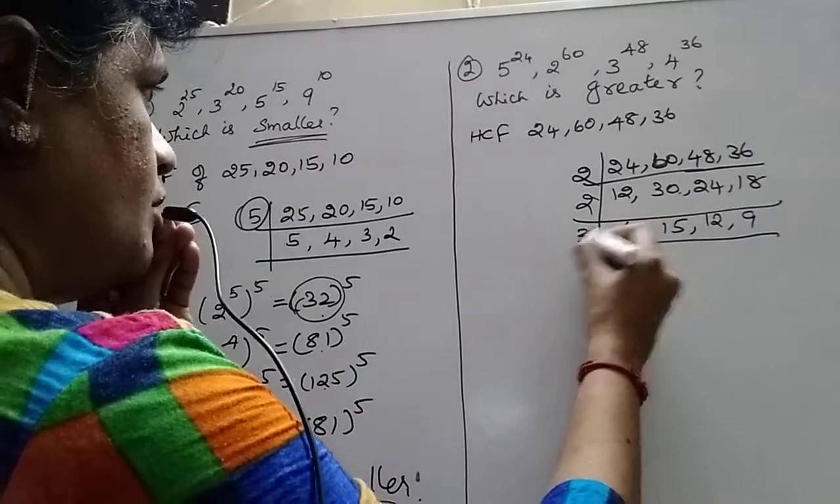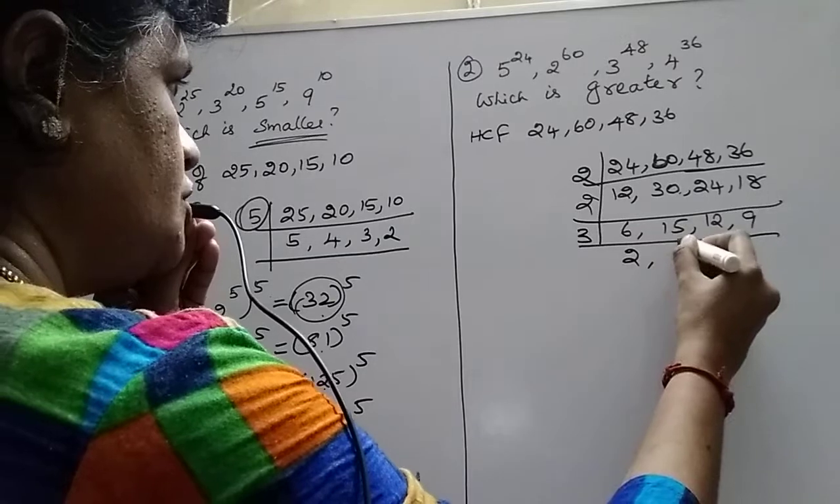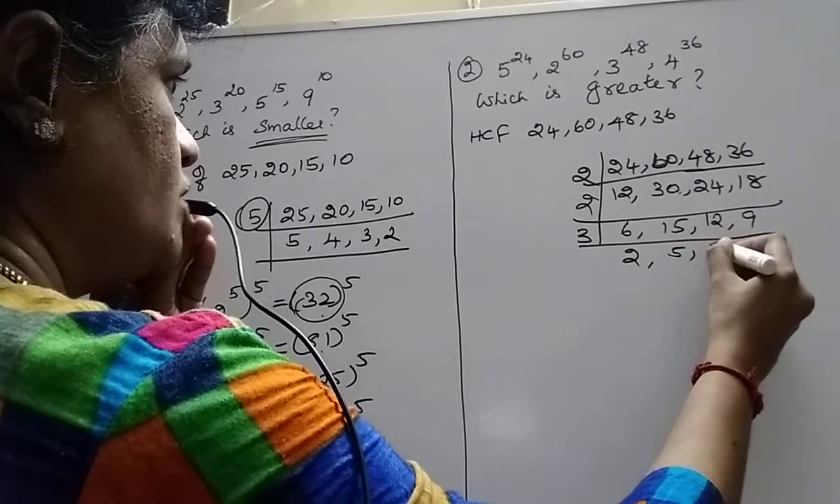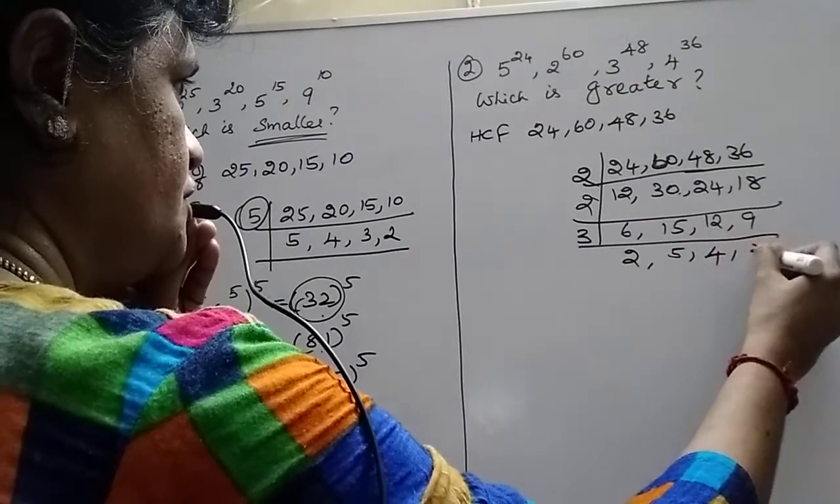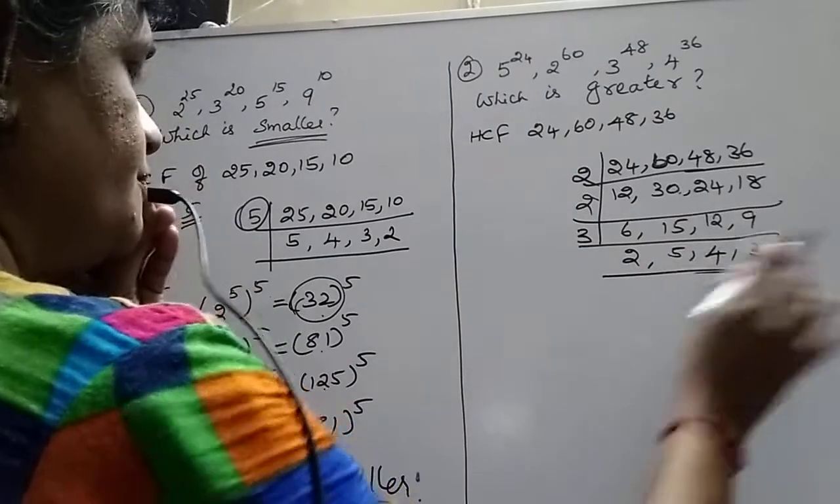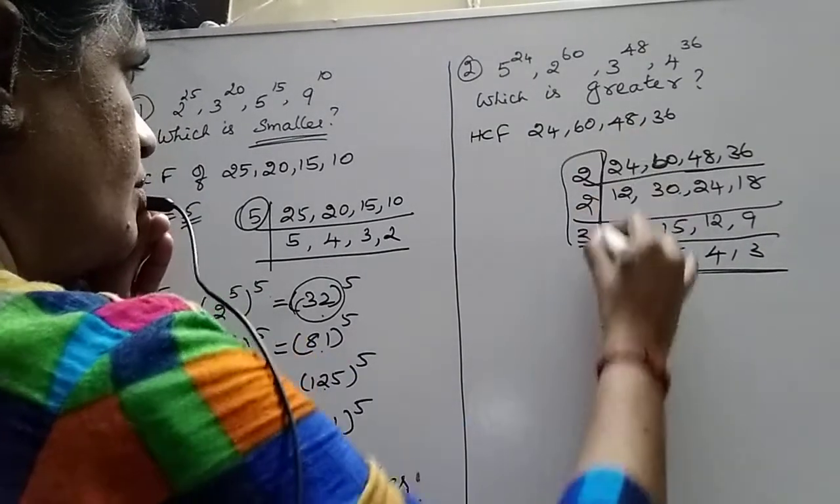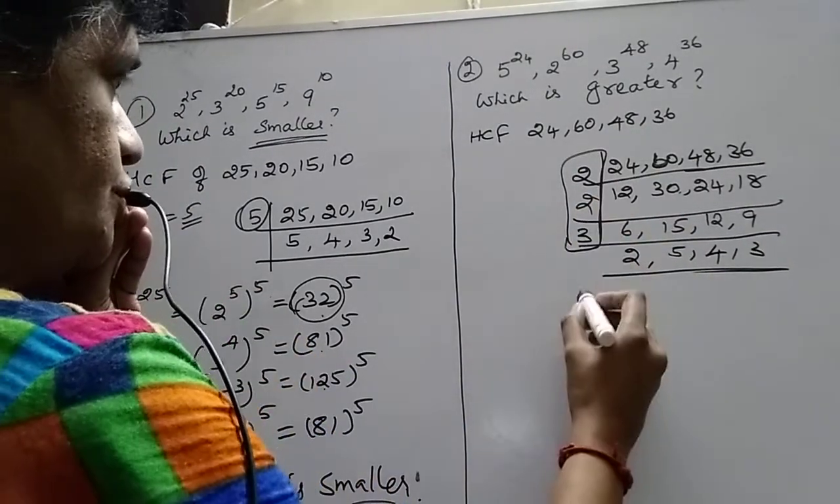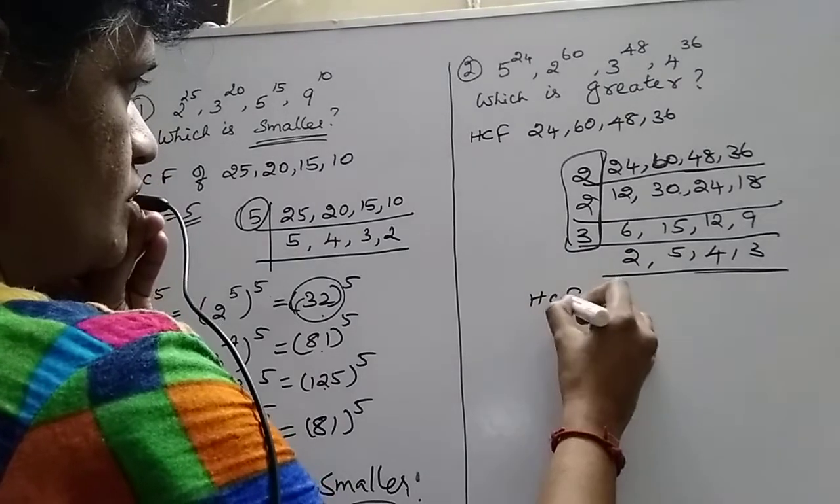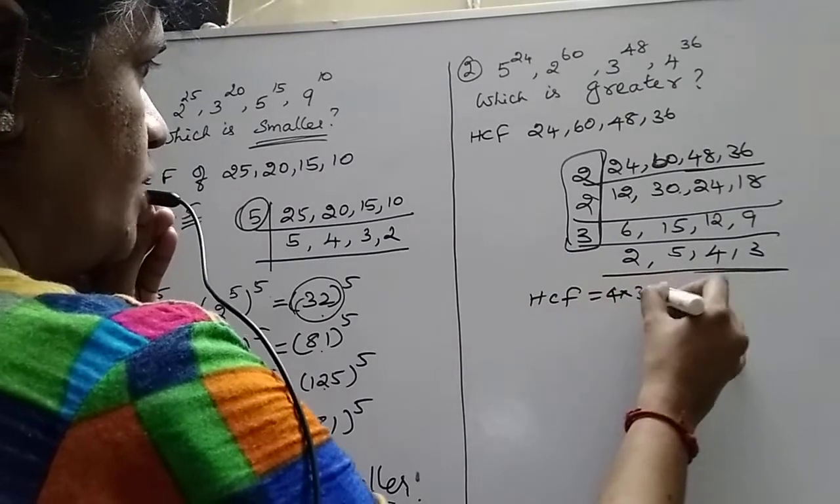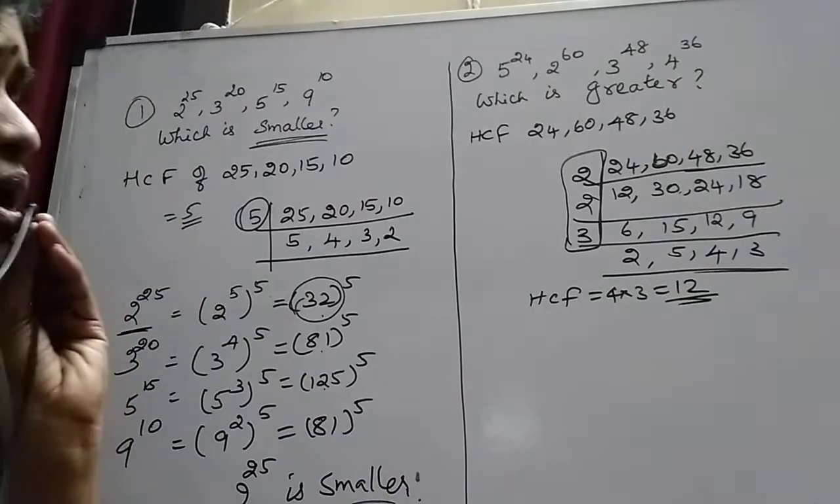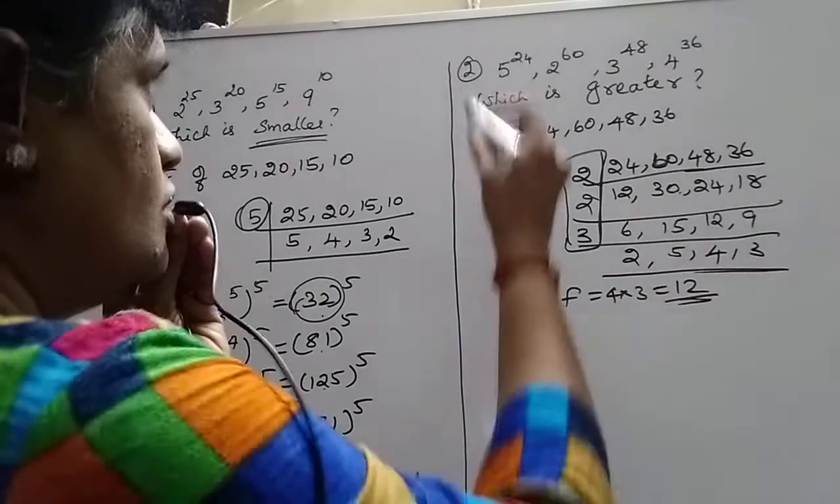So take the 3 table. 6 goes 2 times, 15 goes 5 times, 12 goes 4 times, 9 goes 3 times. Now again this cannot be done, so leave it as it is. The common numbers multiplied are 2 into 2 into 3, that is 4 into 3, which means 12 is your HCF.